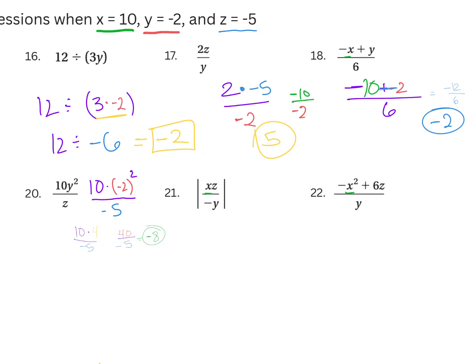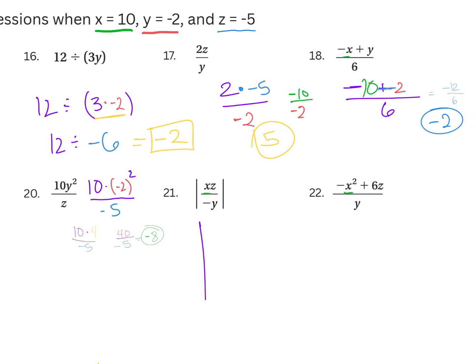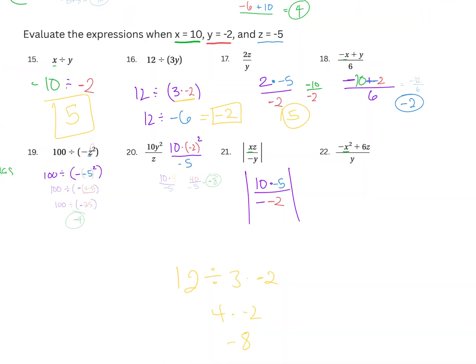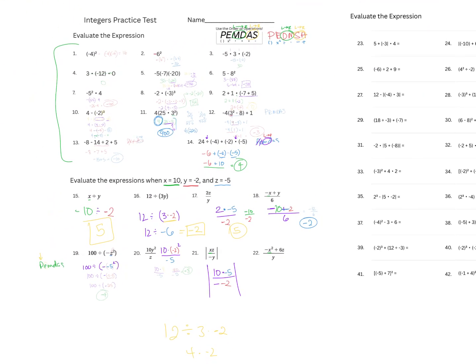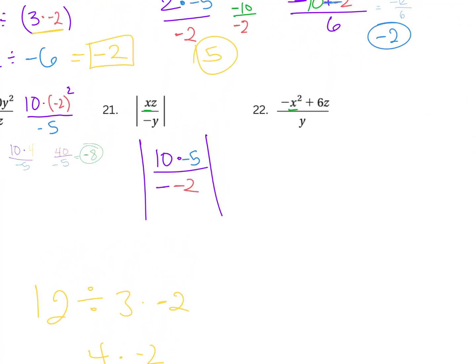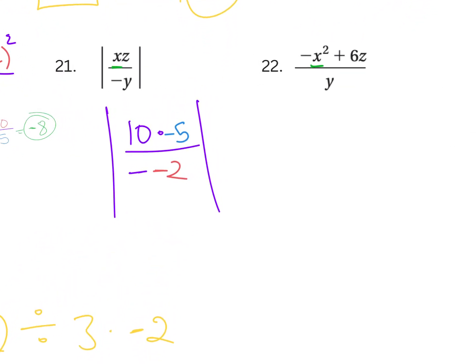X is 10. So we have absolute value of 10 times negative 5 all over negative 2. So our first one with absolute value on this whole thing. The absolute value is going to be done last, okay? We need to simplify everything inside of it first.